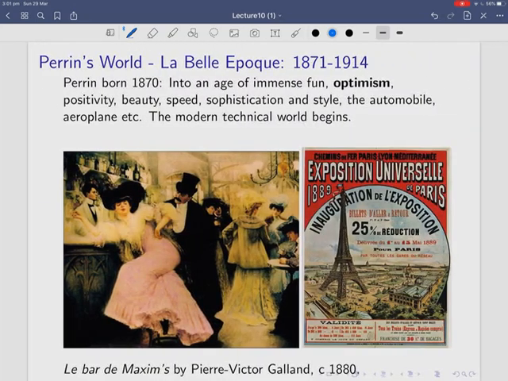So Perrin was born into the Belle Epoque, the great period of optimism which followed the Franco-Prussian War in 1870 and finished with the First World War. And this period, in hindsight, was a period of great fun, optimism, beauty, speed, sophistication, style. Automobile, aeroplane were invented. This is when the modern technical world actually starts. This is when the Eiffel Tower is built, for instance.